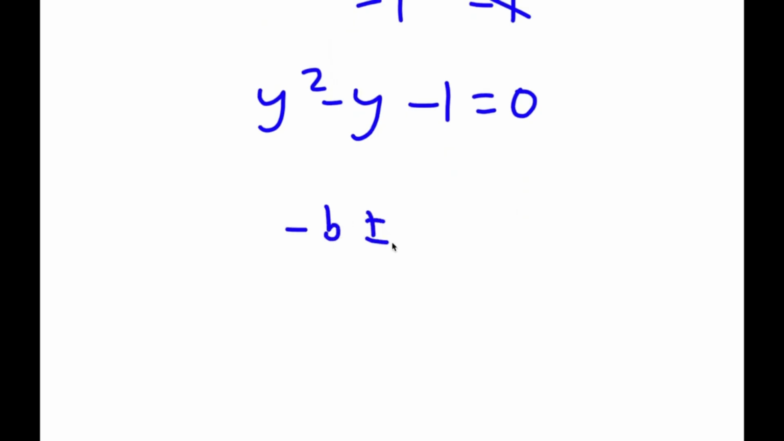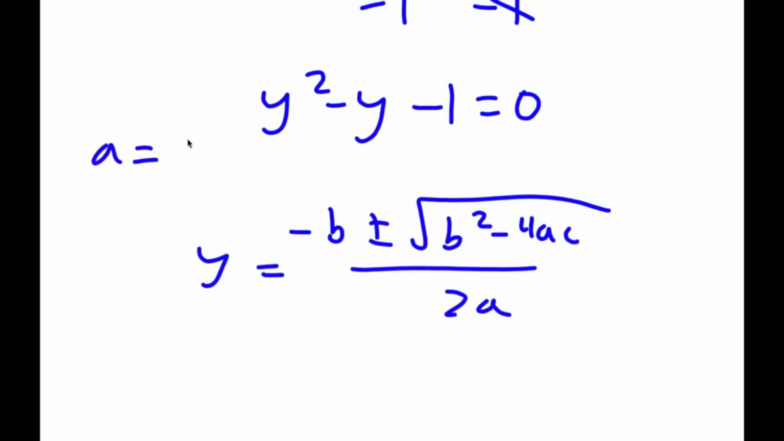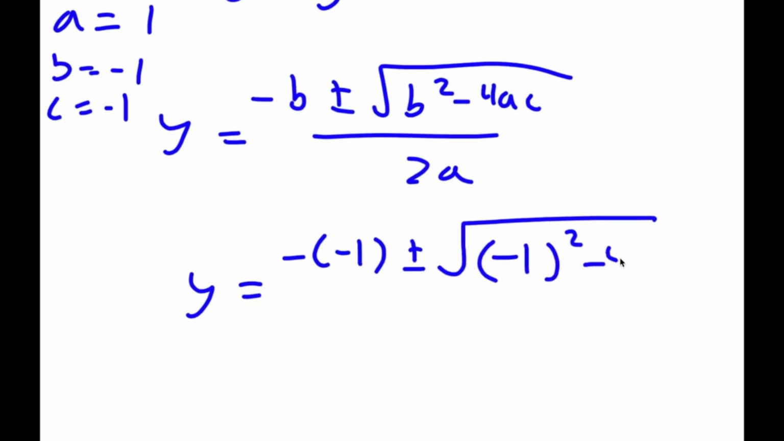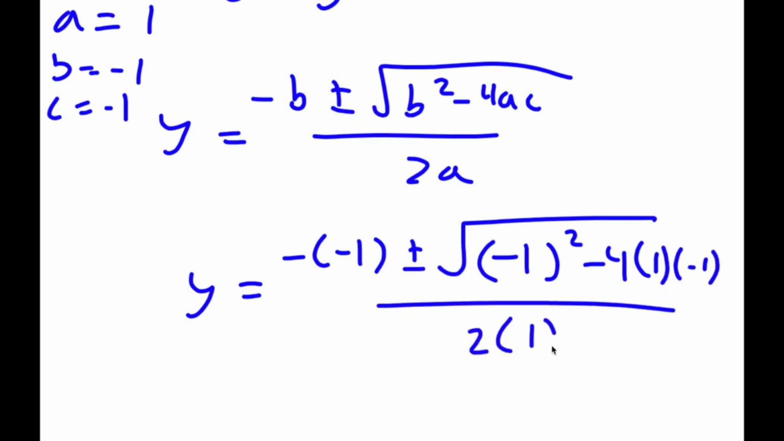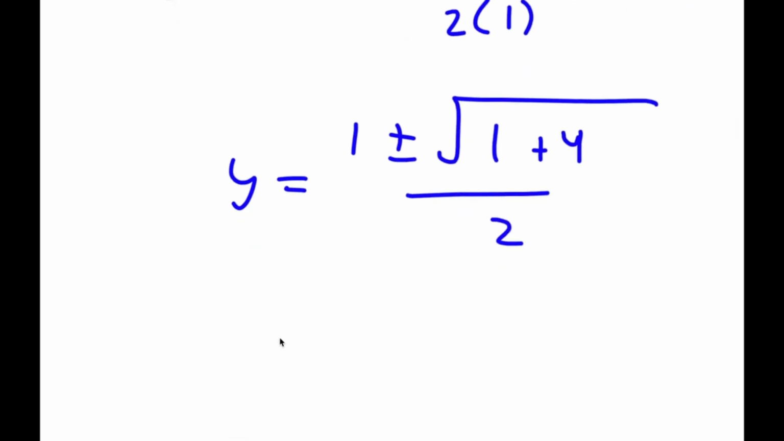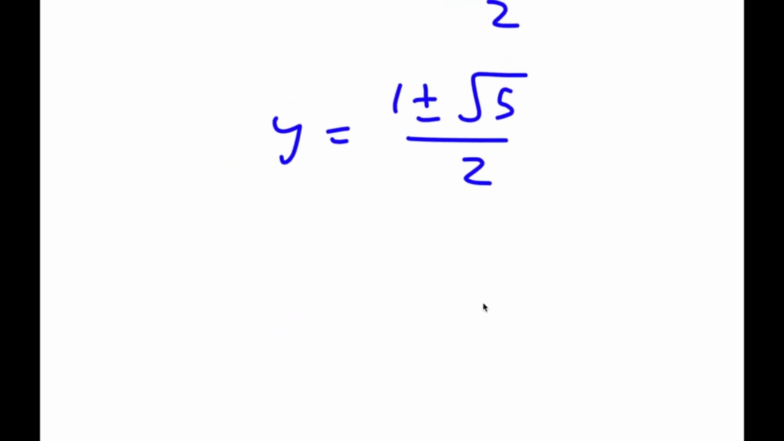Now, my quadratic formula is negative b plus or minus square root of b squared minus 4ac all over 2a. So in this case, a is equal to 1, b is equal to negative 1, and c is equal to negative 1. So I have y equals negative 1 plus or minus the square root of negative 1 squared minus 4 times 1 times negative 1 all over 2 times 1. That's the same thing as 1 plus or minus the square root of 1 plus 4 over 2, which is equal to 1 plus or minus the square root of 5 over 2.